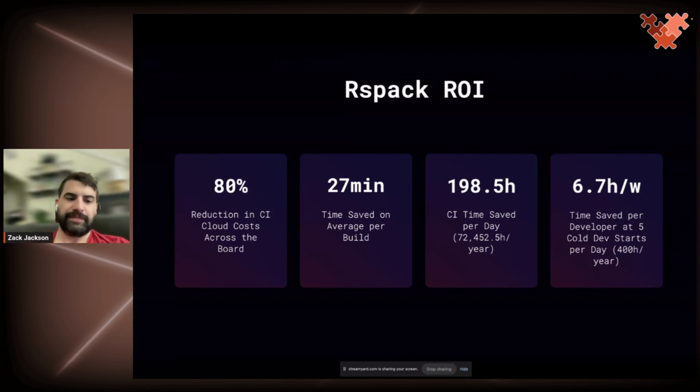some really impressive numbers. The biggest ones, across the board at our company, are an 80% reduction in our CI cloud costs, about 30 minutes saved per build, per project, and about 200 hours a day on CI per project. Per developer, they save about 7 hours a day, assuming they only ever did 5 dev cold starts in that day. We measured every time it takes for you to press save, every cold start, every time you tear down the server and start it back up.